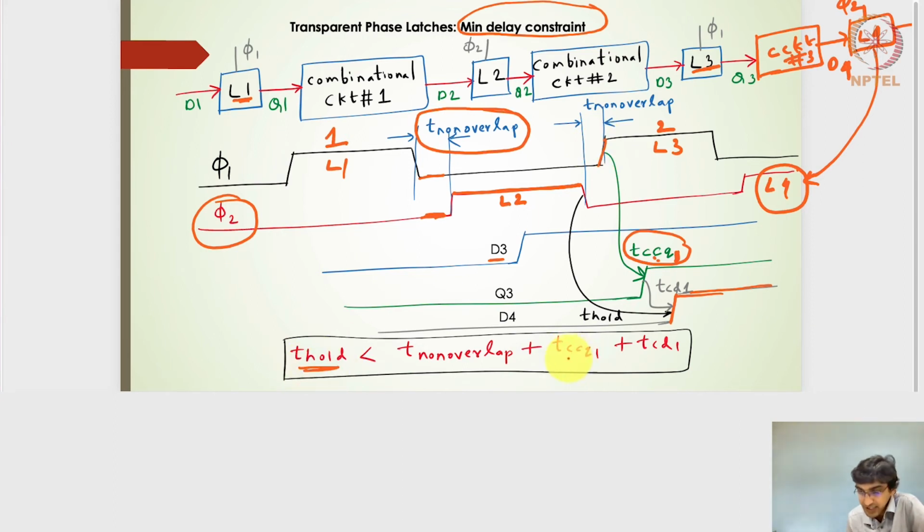I'm assuming that combinatorial circuit number 3 and all the odd-numbered combinatorial circuits have the same characteristics, and the odd-numbered latches have the same TCCQs, and the TCDs are the same. So instead of 3, I can write it as 1, and T non-overlap will remain the same throughout both the clocks. So it should be more than the T-hold time.